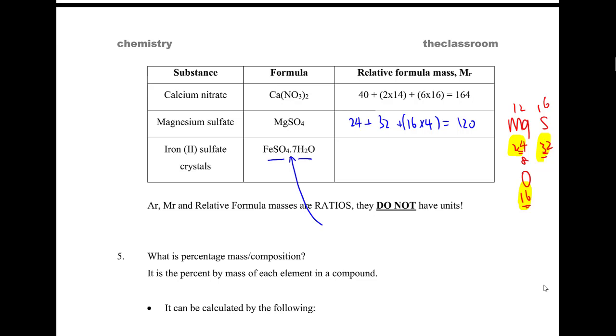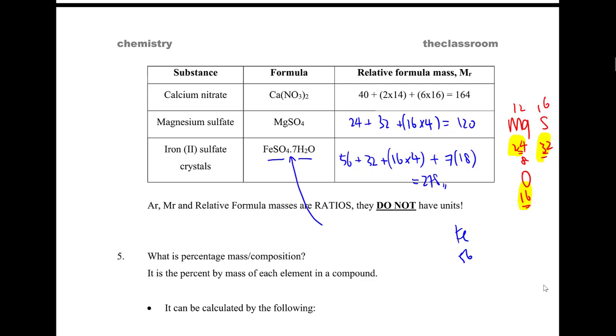So iron Fe is 56. So we take 56 plus sulfur 32 plus oxygen 16 times 4. And remember, you want to add that to water. Now, water is 18, so it's 7 times 18. Alright, and you punch those values in the calculator: 56 and 32 and 16 times 4, 64 and 7 of 18. You get 278. Alright, okay? So that's how you calculate relative formula mass.